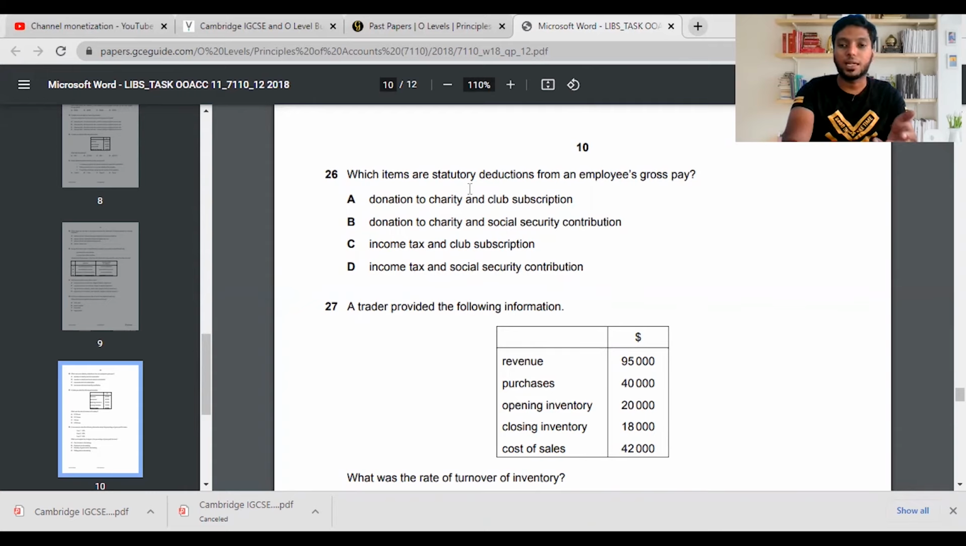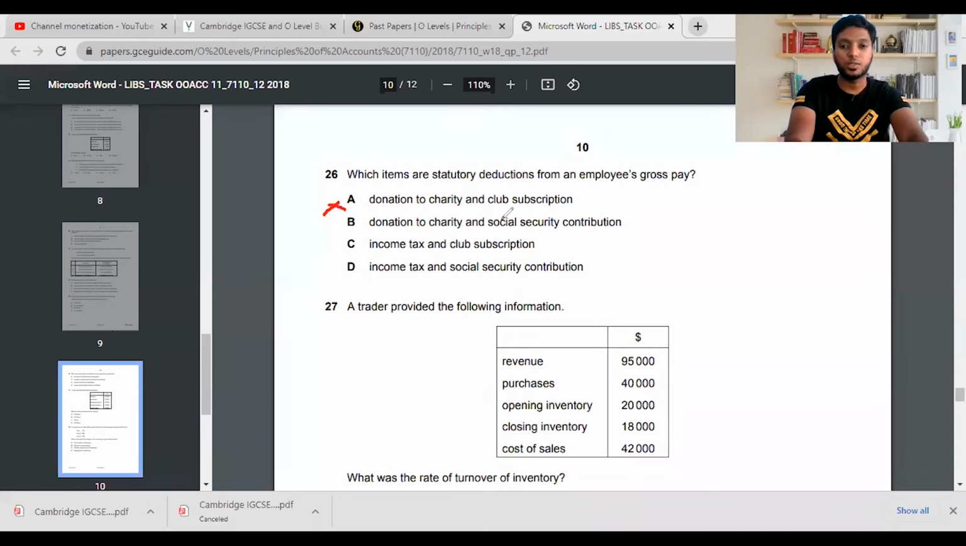They're asking what is a statutory deduction from an employee's gross pay. So what is the government's actual deduction from the gross pay, from the entire earnings the employee is earning? Here they have given donation to charity and club subscriptions; donation to charity and social security contribution; income tax and club subscription; income tax and social security contribution. It's a very straightforward one. When you provide a charity donation, it becomes your personal expense. It can't be the government expense. Club subscription is also your personal expense. So I will exclude A.